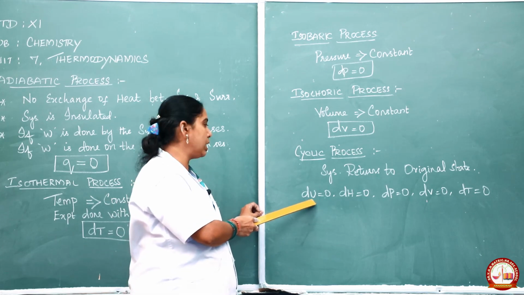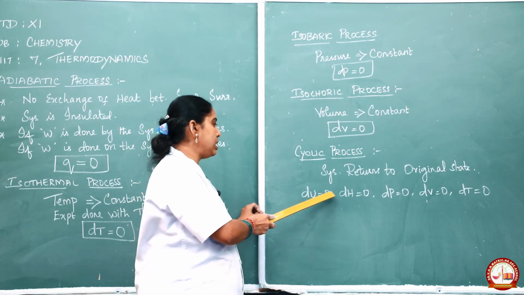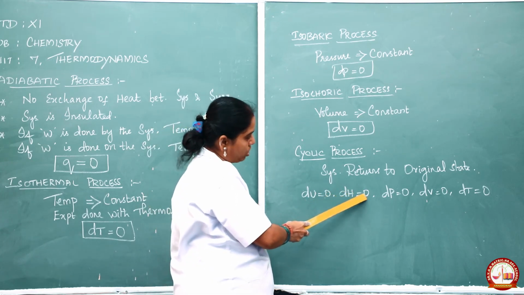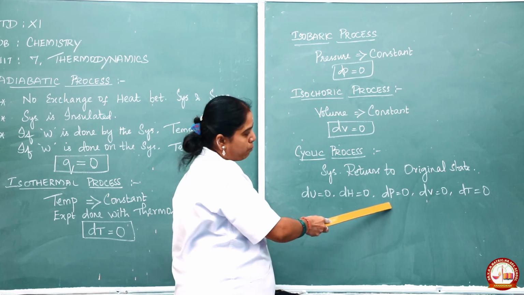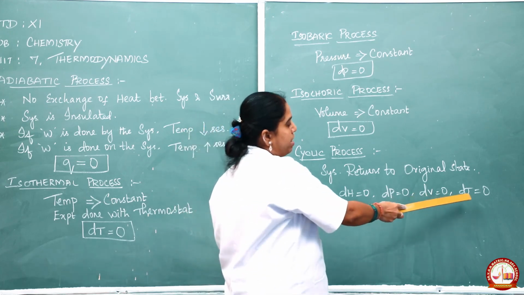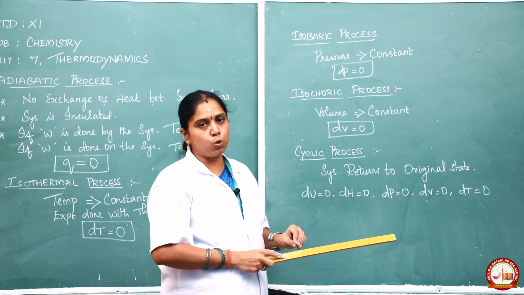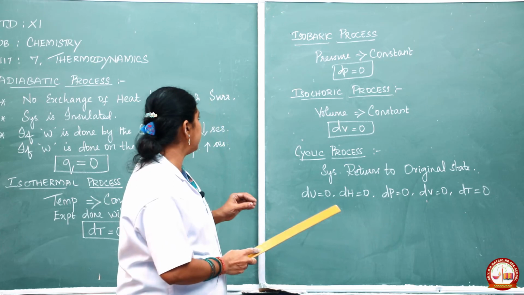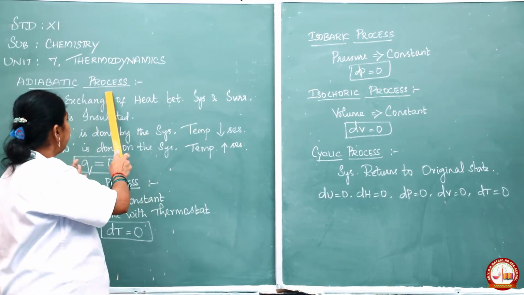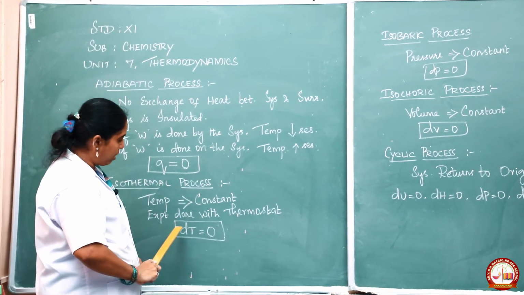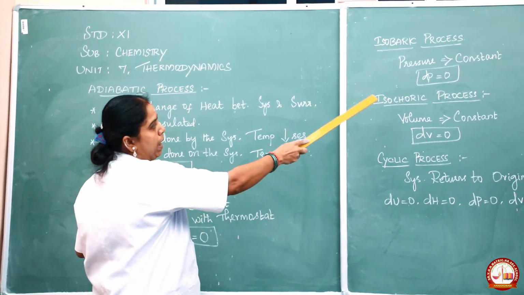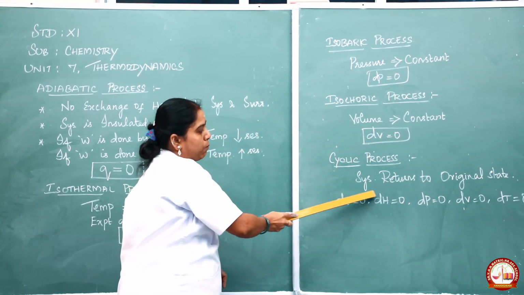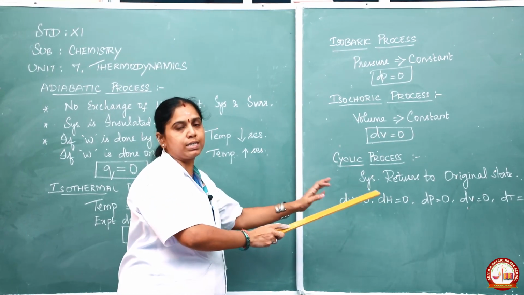U is nothing but internal energy. Change in internal energy is kept constant. H, I told you, is enthalpy, change in enthalpy is kept constant. The pressure is kept constant, volume is kept constant, temperature is kept constant. So just remember all the conditions we have seen: for adiabatic Q is equal to 0, isothermal dT is equal to 0, isobaric dP is equal to 0, isochoric dV is equal to 0. For cyclic process, all the factors together are kept constant.